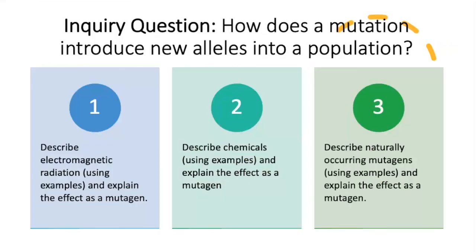From this clip, you should be able to answer the inquiry question, how does a mutation introduce new alleles into the population, by referring directly to mutagens. You need to be able to describe electromagnetic radiation using some examples and explain how it is effective as a mutagen, the same for chemicals and naturally occurring mutagens.